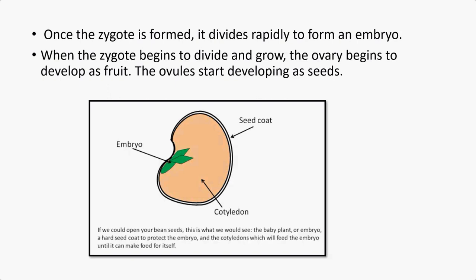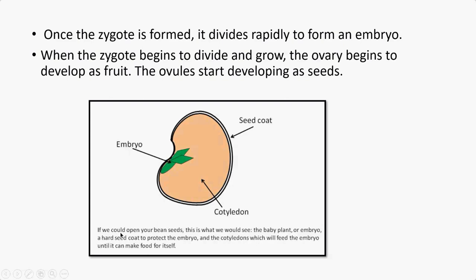So now let me clearly tell you that. Zygote is inside the ovary. Yes or no? It is inside the ovary only because it is formed inside the ovary. When the zygote starts to divide and forms into an embryo structure, simultaneously the ovary bulges more. When this process is happening with the zygote, ovary will become a fruit. And what happens to the ovules? Ovules become seeds. Understood? Okay.